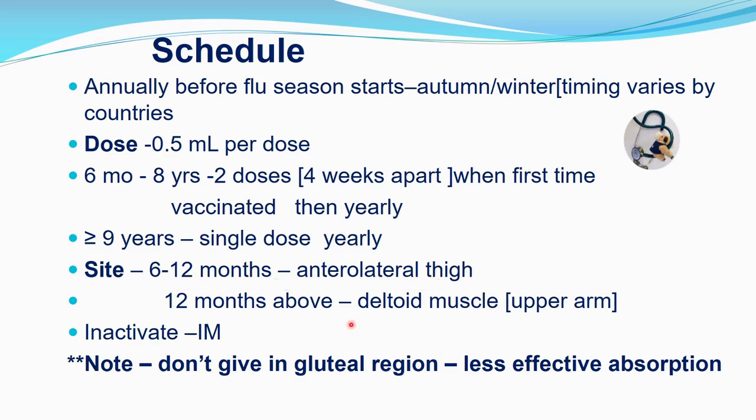Site: 6 month to 12 month, anterolateral thigh, and 12 month and above, deltoid muscle, upper arm. The route of administration is intramuscular. Don't give this vaccine at the gluteal region because it has less effective absorption at that site.